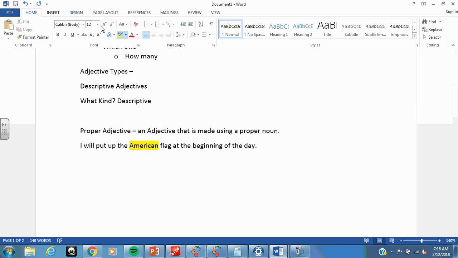So obviously, the issue with proper adjectives is that they are proper and they often refer to countries. You don't think of them as adjectives, you think of them as nouns. So we need to start thinking about whether or not words are modifying or acting as nouns. In this particular instance, it's very clearly telling us what kind of flag it is.